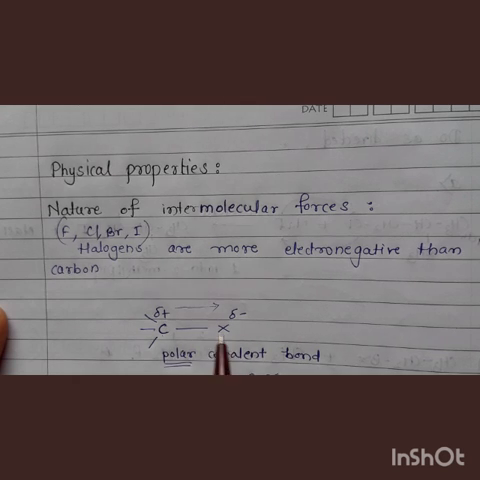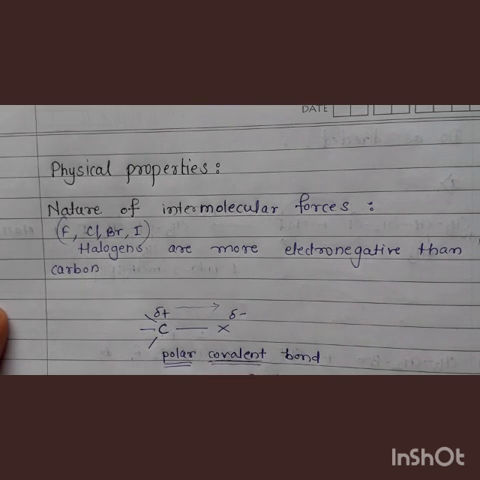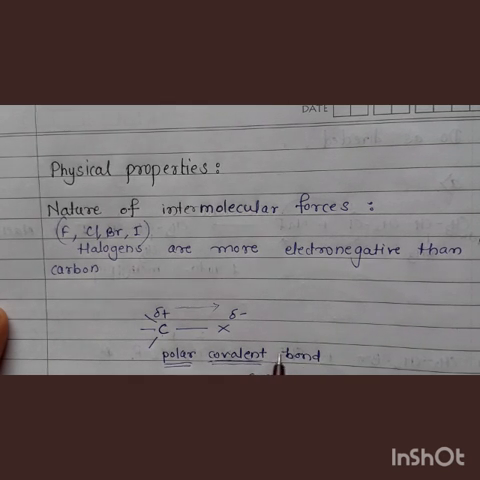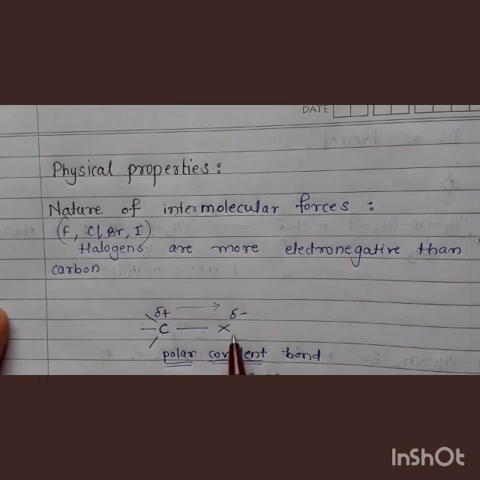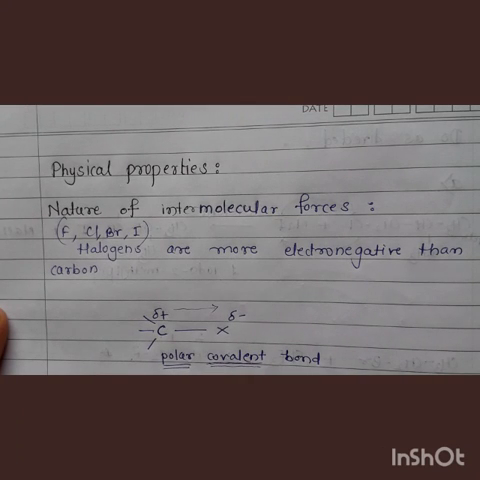Why covalent? The bond between carbon and halogen is formed due to sharing of electrons. Understand? We have studied covalent bonds. Covalent bonds are the bonds which are formed due to sharing of electrons between two atoms. So that's why it is a covalent bond, and hence the bonding between the carbon atom of the alkyl group and the halogen is a polar covalent bond. Now let us see the next point.